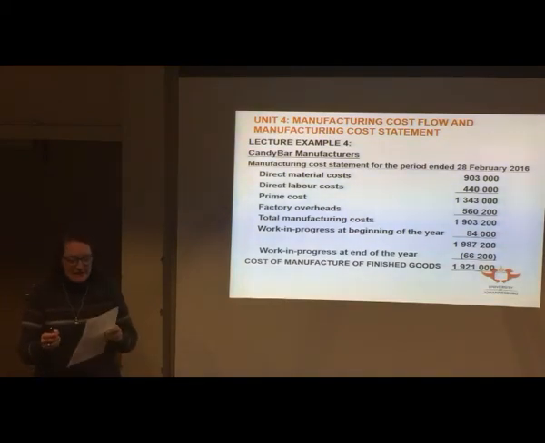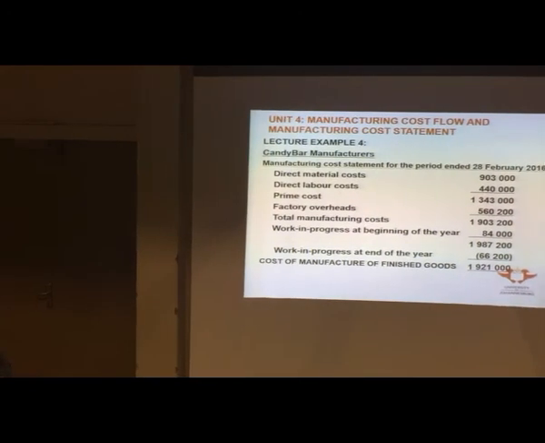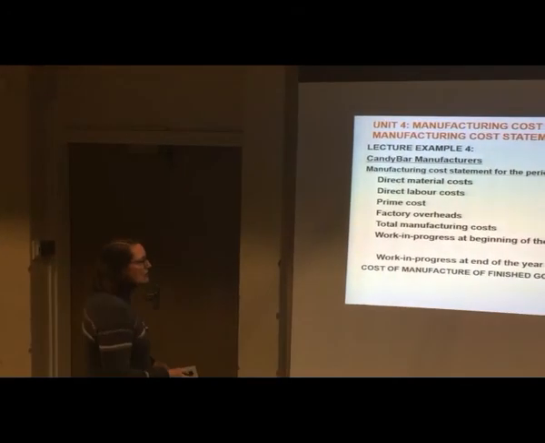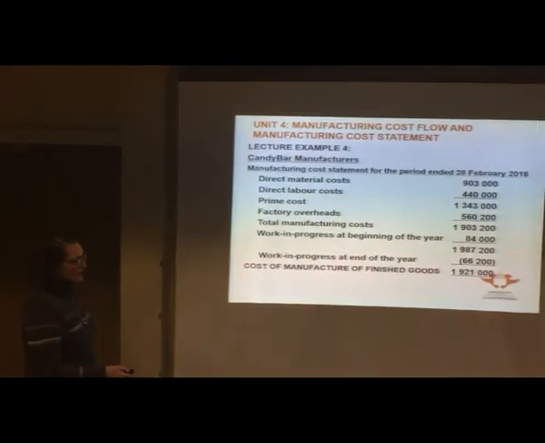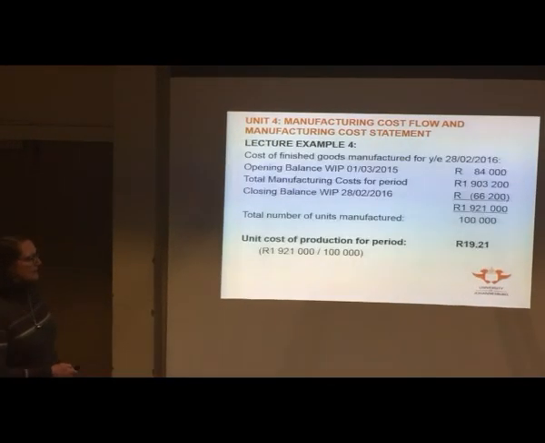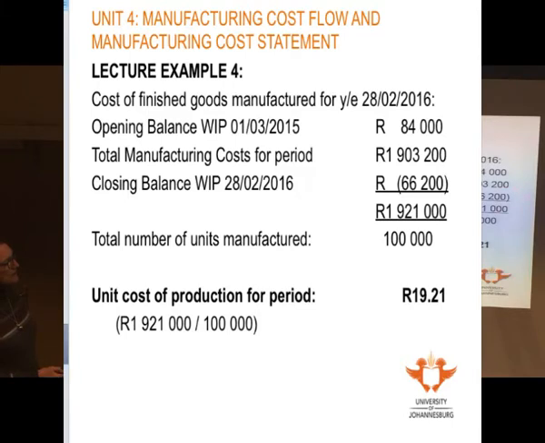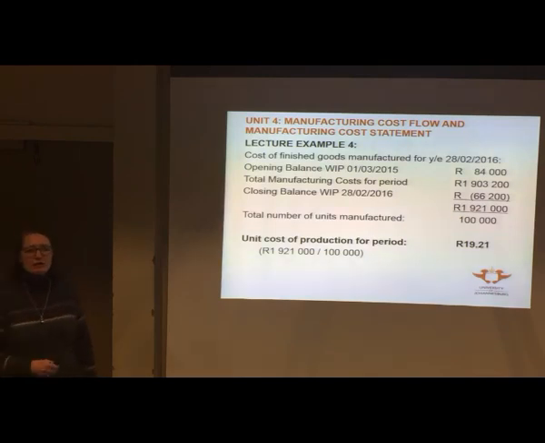Okay, now we need to work out the second question, the unit cost of production. So we made 100,000, so we can see what the price is going to be already. Okay? 100,000, so 1,921,000 divided by 100,000 gives us a unit cost of production of 19 Rand 21.